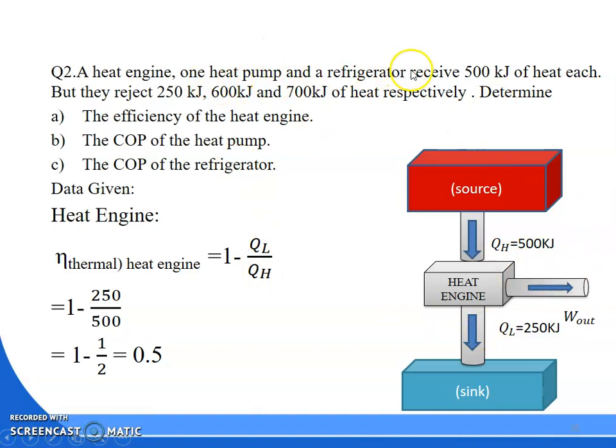Then we consider one heat pump. In the heat pump, it receives 500 kilojoule and it rejects 600 kilojoule. So heat pump always maintains a high temperature. So in this case, it receives 500 kilojoule, so this must be your QL. It is receiving from the low temperature source. So this must be your QL. And 600 kilojoule is rejected at high temperature, that is QH.